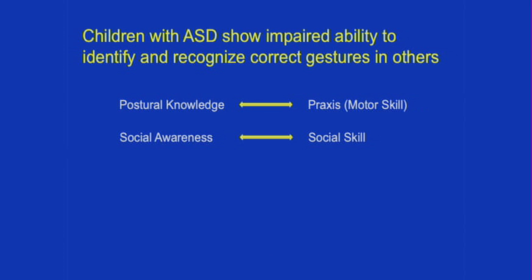So what I would submit, from the autism theoretical construct, is that we have this interrelationship of abnormalities in postural knowledge and praxis, and similarly an interrelationship of abnormalities in social awareness and social skill. And the formation of these internal models of action, at least for some children with autism, may be key to understanding why they have these impairments, both in the ability to perform these skills as well as the ability to recognize and understand these actions as performed by others.